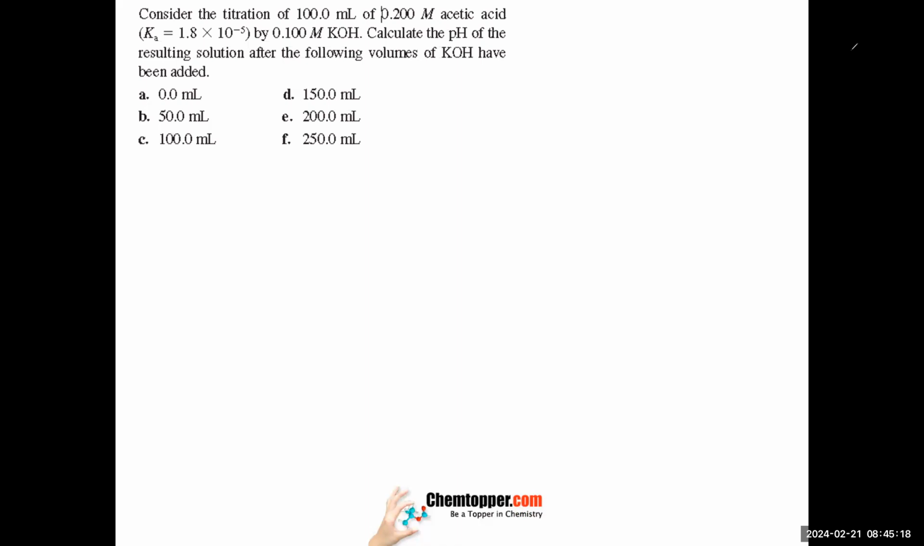By the time you're reading the question, I'm setting up the apparatus for titration. I'm using a burette and I'm using a conical flask.